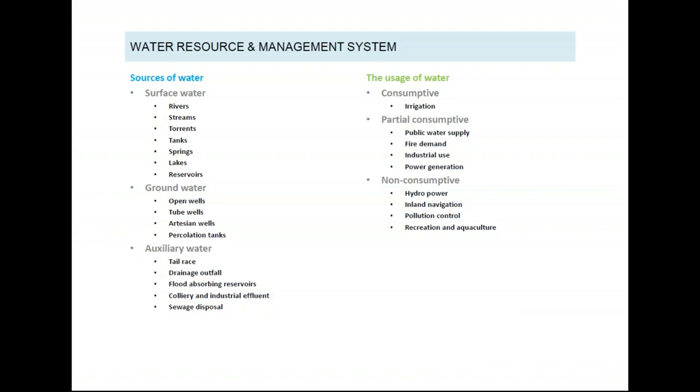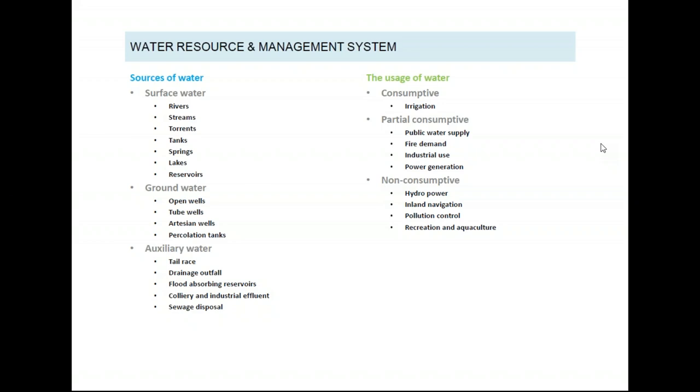Now, if you think about the source of water and usage of water, this minimum water that we get comes through surface water, groundwater, and auxiliary water. Surface water we get from streams, rivers, torrents, tanks, springs, lakes, and reservoirs. In the ground, we get it through open wells, deep wells, artesian wells, and percolation tanks. Auxiliary water is through tailrests, drainage outfall, flood-absorbing reservoirs, colliery, and industrial effluent, and sewage disposal.